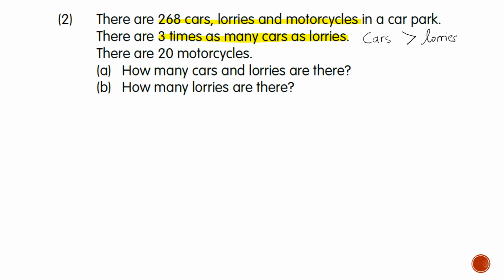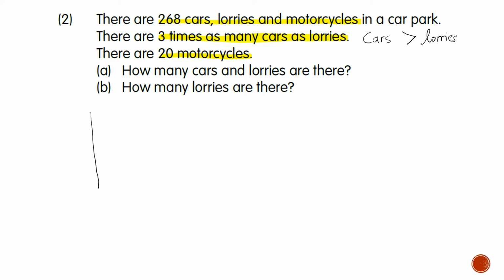Now there are 20 motorcycles. So right here, you can tell that you have three variables. So it's a comparison model. I repeat, there are three variables: cars, lorries, and motorcycles. Now we've got to make sense of the question. We've got to use step two, which is to translate the problem and devise a plan. So let's just draw the model out.